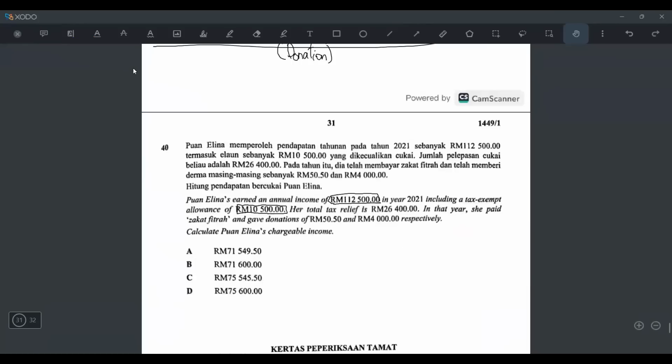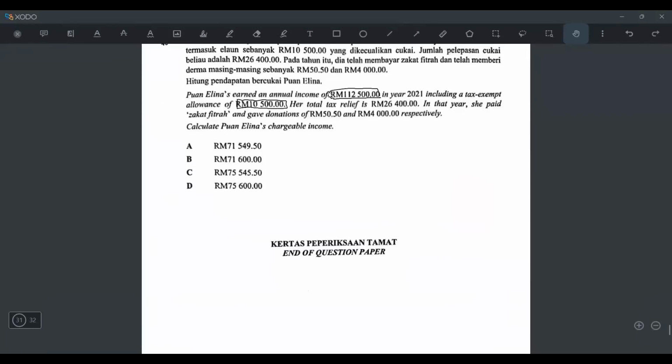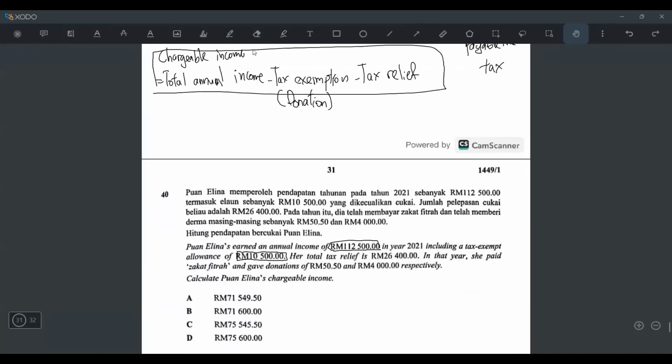Okay, let's come back to the soalan. Puan Elinas earn an annual income, this one. So obviously it's referring to this one lah, the total annual income. And then tax exemption 105, definitely talking about this. And then her total tax relief, definitely talking about this. So in that year, she paid zakat and gave donation, blah blah blah, calculate chargeable income.